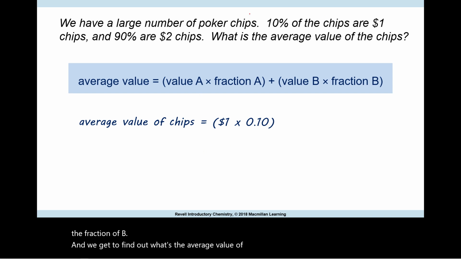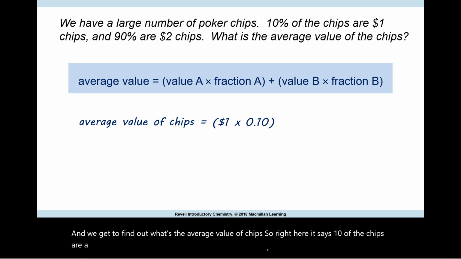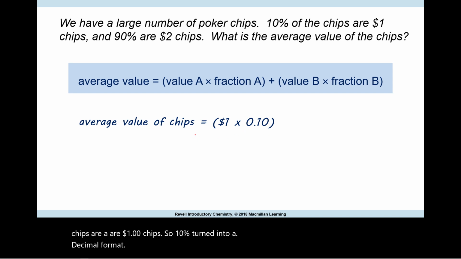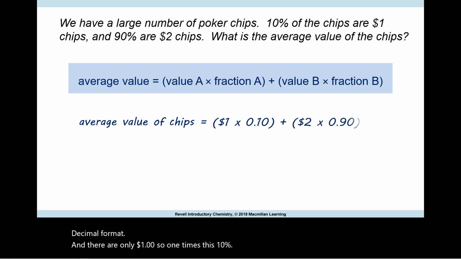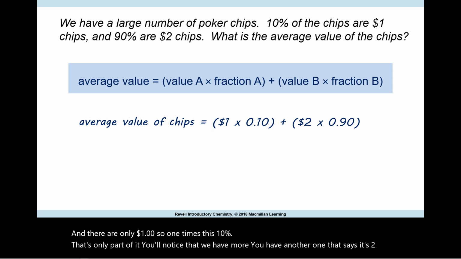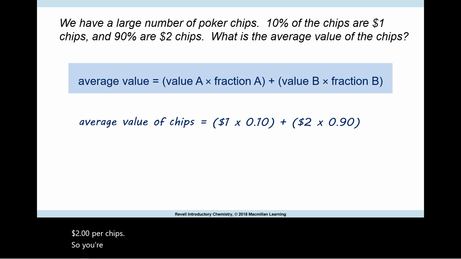Right here it says 10% of the chips are $1 chips. So 10% turned into a decimal, and they're only $1, so 1 times this 10%. Now that's only part of it. You'll notice that we have more. You have another one that says it's $2 per chip. So you're going to have to do this one more time.